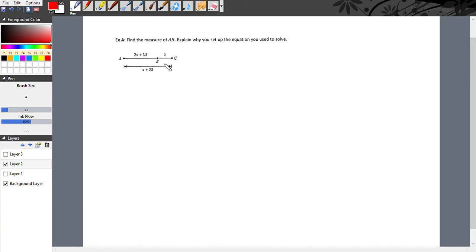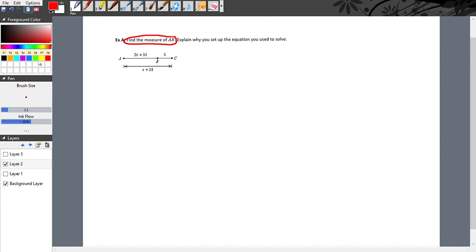Now, following our steps that we just put on our bullet point list up above this, our first thing was to figure out what it is we're solving for. Reading my statement, it says find the measure of AB, explain why you set up the equation you used to solve. The part that says what I'm solving for is this part right here. It wants the measure of AB. Now what is AB? Looking at my problem, AB is a segment. So I want the measure of a segment. That's what I'm going to be solving for here. That's step 1, figure out what I'm solving for.